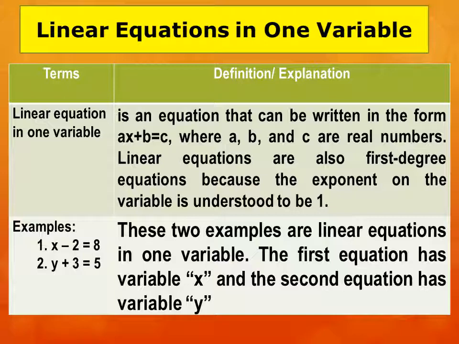Examples: number 1, x minus 2 equals 8. Then, y plus 3 is equal to 5. These two examples are linear equations in one variable. The first equation has a variable x and the second equation has a variable y. So, it is considered a linear equation in one variable because in each equation, there is only one variable. For number 1, that is x, and for number 2, that is y.